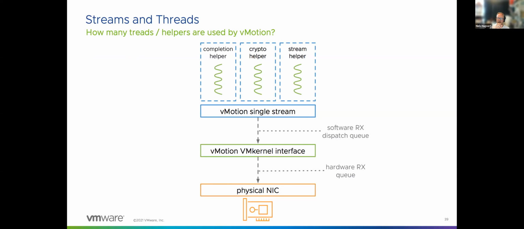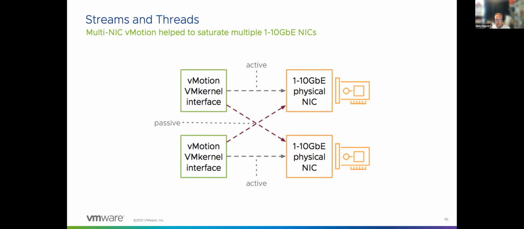So we need CPU cycles for that. If you do encrypted vMotion, you'll need the crypto helper, and we have the stream helper. The stream helper really is about claiming CPU time, CPU cycles, to put the data on the wire to the destination ESXi host. Now, this hasn't been an issue really, it was more the other way around. Whenever we are using 1 gig or 10 gig NICs, we actually want to leverage multiple physical NICs to create more bandwidth for vMotion. So multi-NIC vMotion already helped.